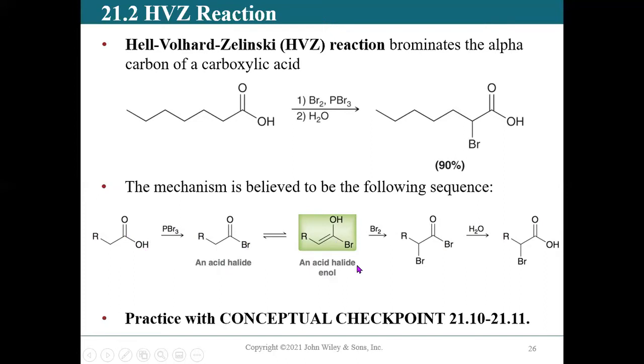The acid halide can also have an enol form, and then that enol acts as a nucleophile and attacks the Br2, so that Br will substitute for one of the H in the enol, and finally produce this product. The final step is that this acid halide is hydrolyzed by water to recover the acid.